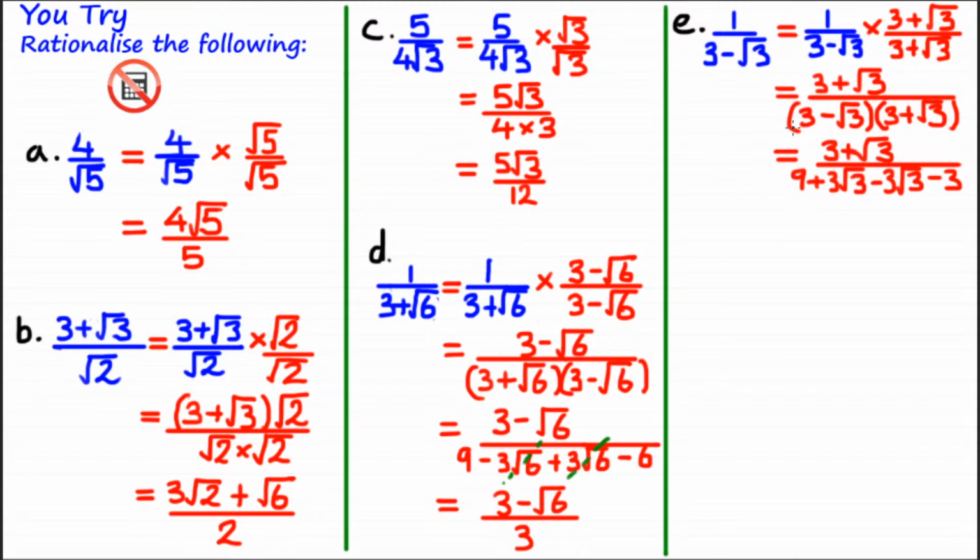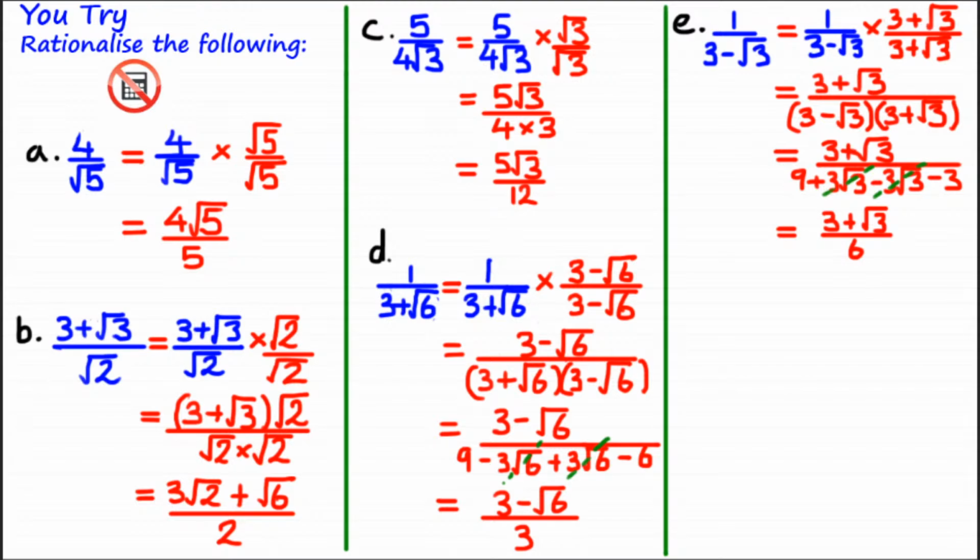Expanding out the brackets in the denominator, we get 9 plus 3 root 3 minus 3 root 3 minus 3, okay? And you can see that the terms cancel, so we get 3 plus the square root of 3 divided by 6. Very well done.